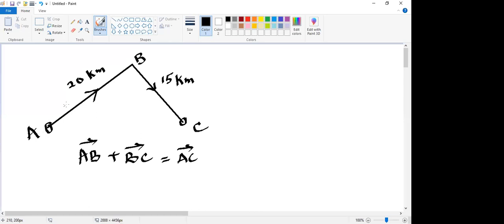And whether you take the distance from A to B and then B to C, or whether you go direct, you have the same initial position and the same final position. You started from the same point and you end up at the same point.